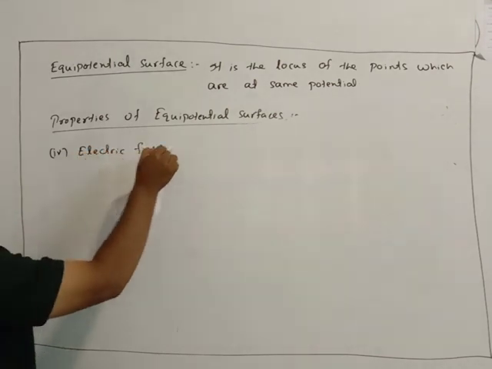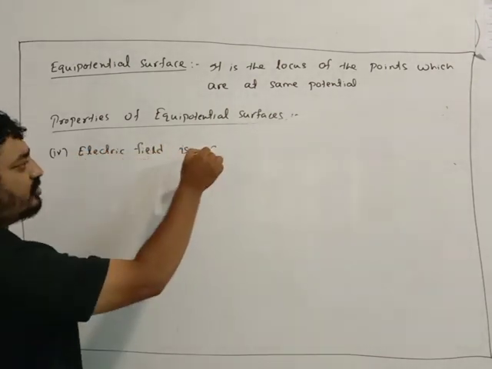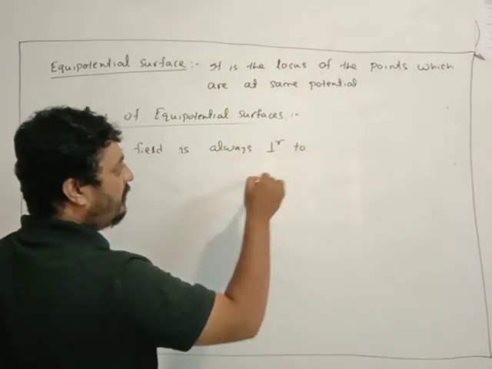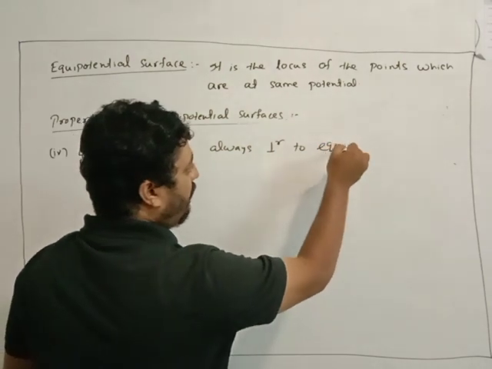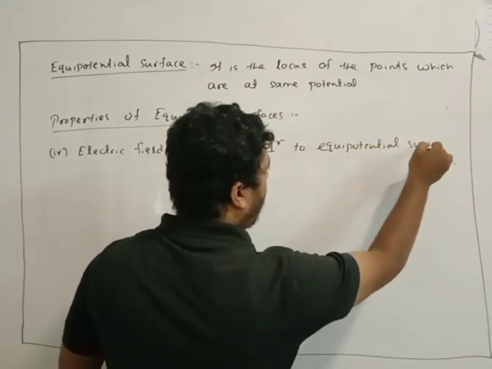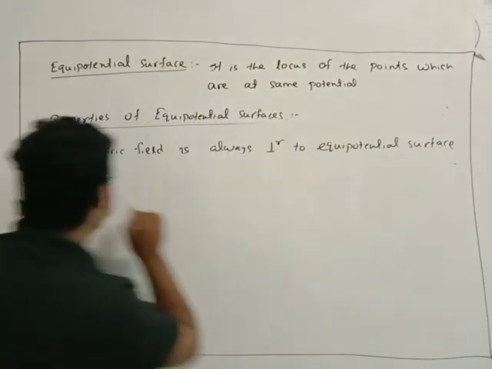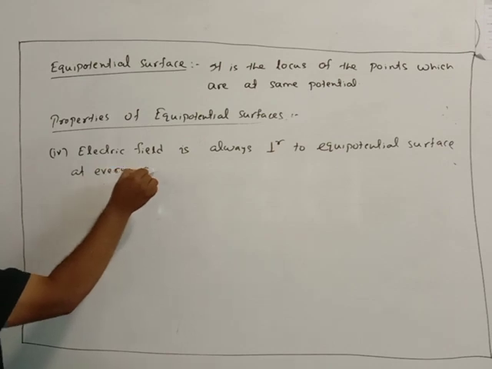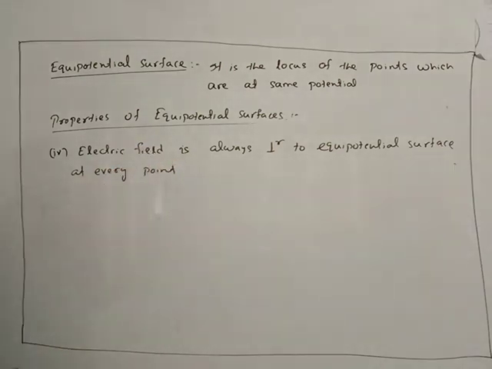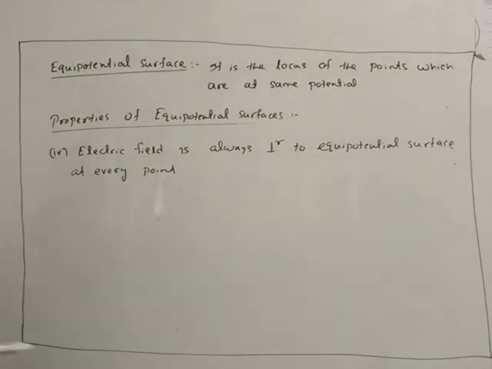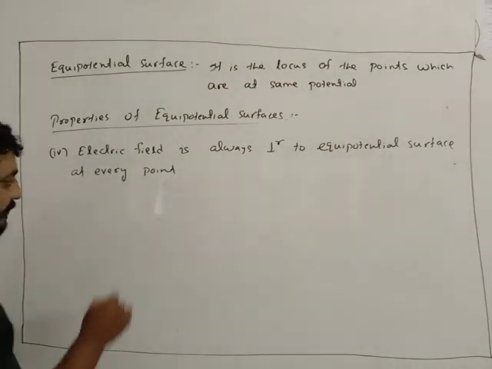Electric field is always perpendicular to equipotential surface at every point. Electric field is always perpendicular to equipotential surface at every point.